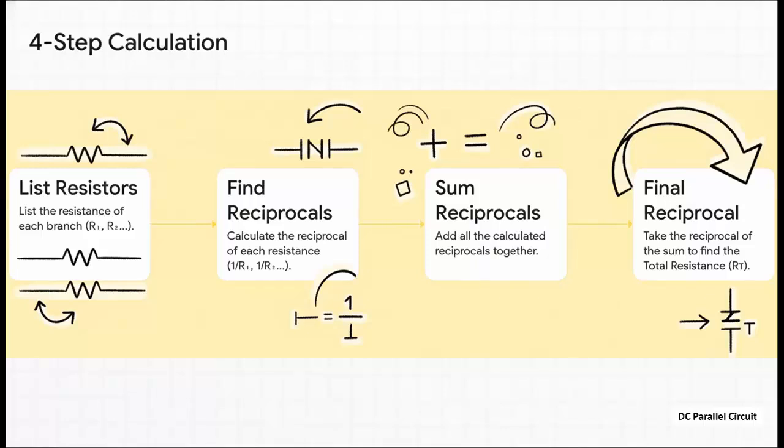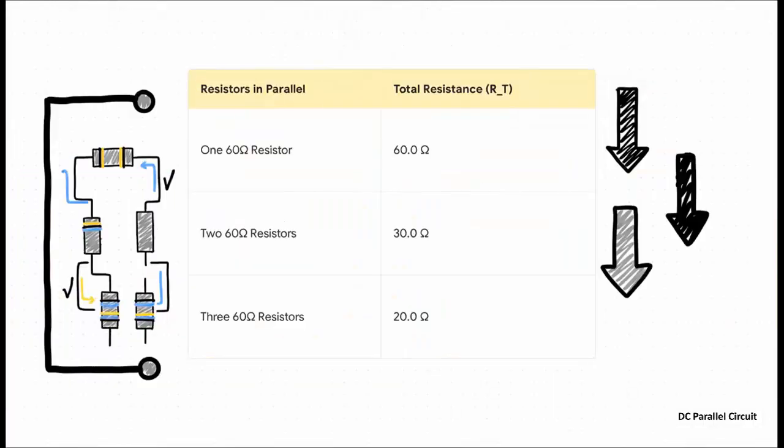So, how do we actually do it? It's really just a 4-step process. First, you take your resistors. Second, you flip them to get the reciprocal. Third, you add all those fractions or decimals together. And fourth, and please do not forget this last step, you flip that final answer back over to get the total resistance. Just look at how this plays out in real numbers.